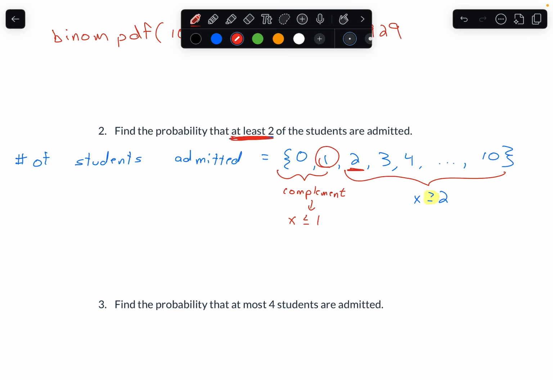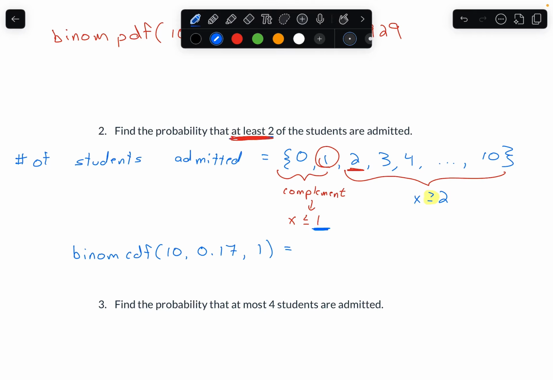So probably the fastest way to do this problem is to say, okay, I'm going to start off with binomial CDF. My n, my number of trials, is still 10. The probability of success is still 0.17. That hasn't changed. The x value, the number of successes that I want to talk about, is this 1. So we're going to enter this into the graphing calculator, but we're going to keep in mind this actually isn't quite what we want. We want the complement of this.